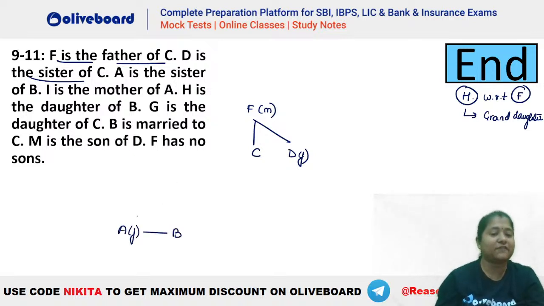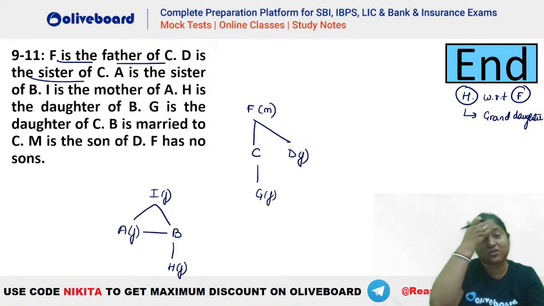I is the mother of A. So we know I is a female person. She is the mother of A. H is the daughter of B. So H is the daughter here. So H is a female person. G is the daughter of C. So you can see G is the daughter of C. That we can absolutely draw here. So G is the daughter of C.